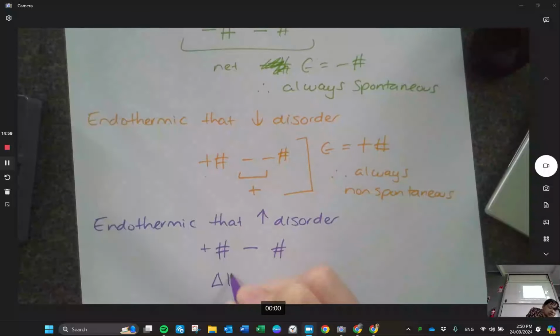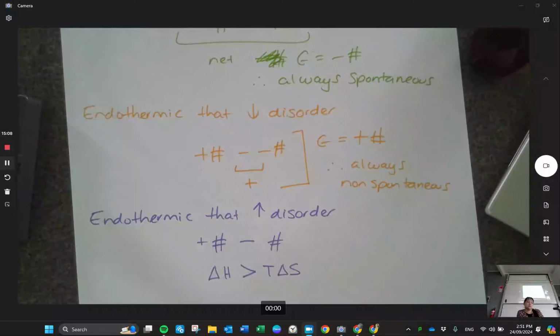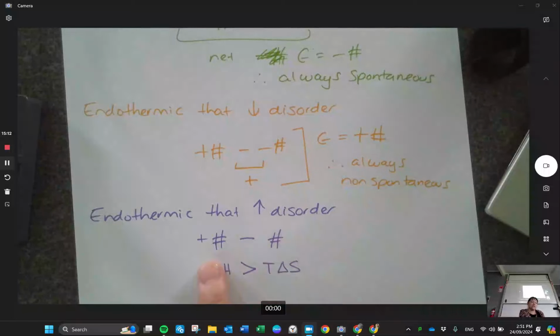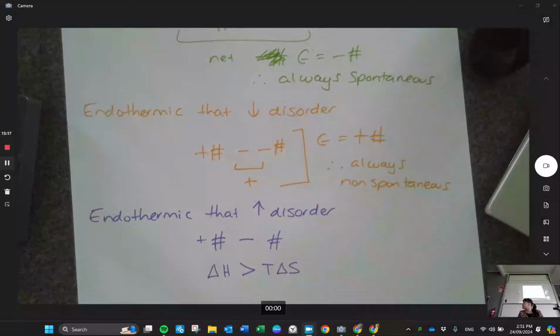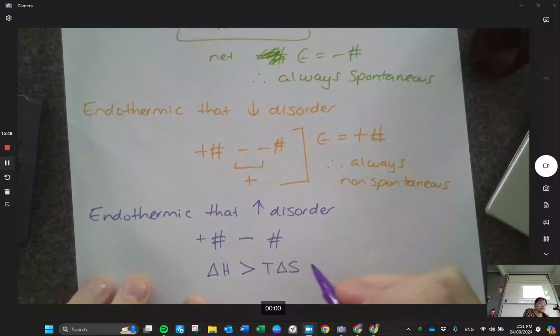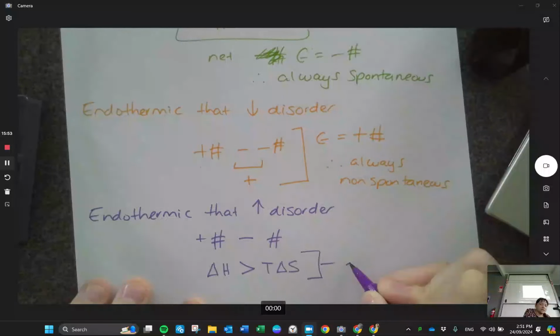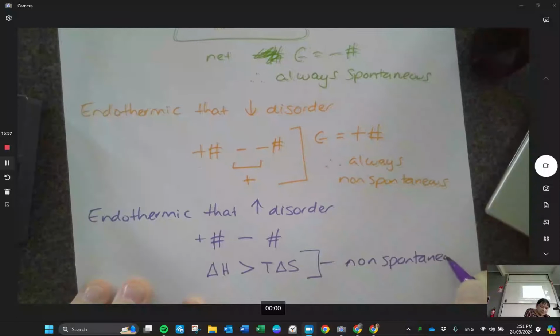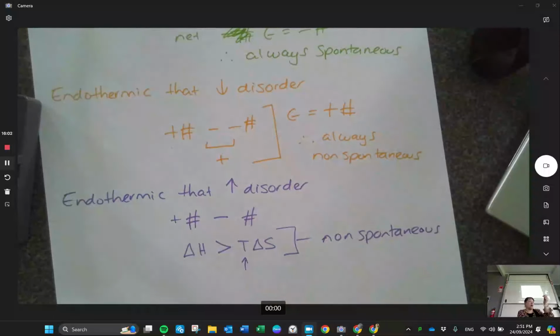So if my delta H is greater than the T delta S, will I get a positive or negative number? If this number is bigger than this one, say this one's 100 and this one is like 10, always results in a positive number. So this one in this situation will be non-spontaneous. The other way to think about this is if this is at a low temperature, then you're going to have a small subtraction.